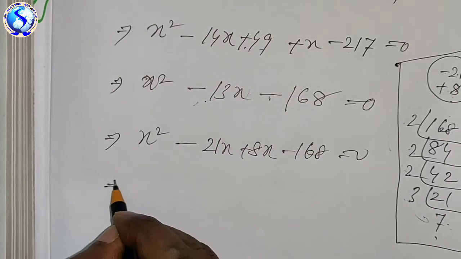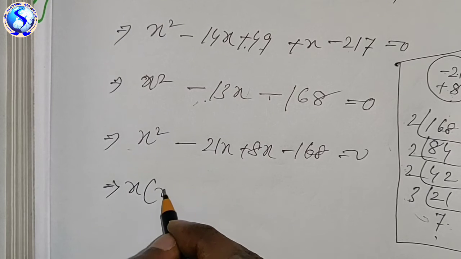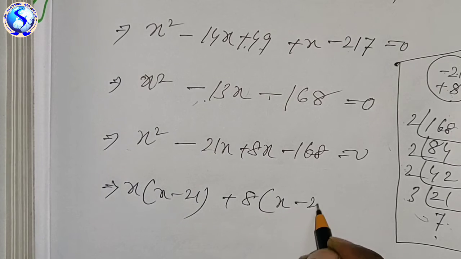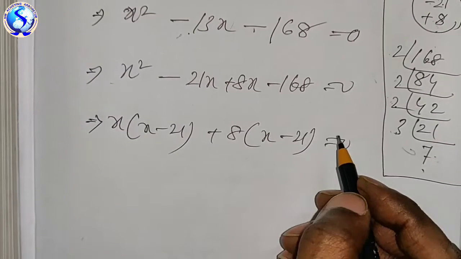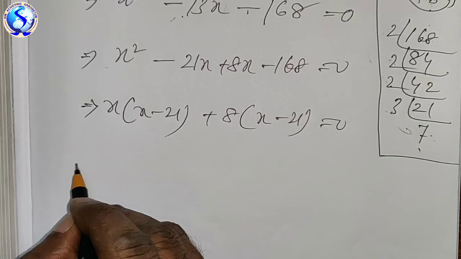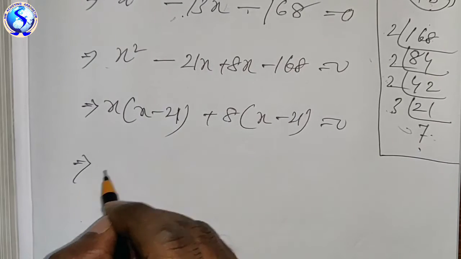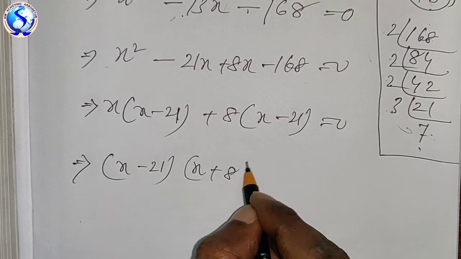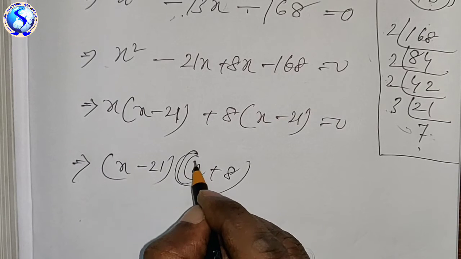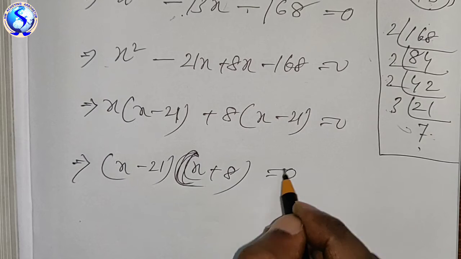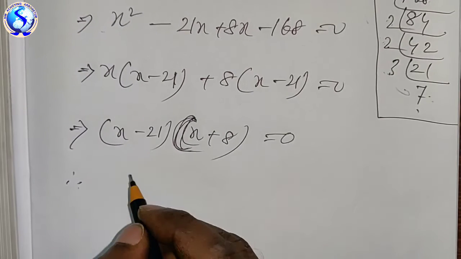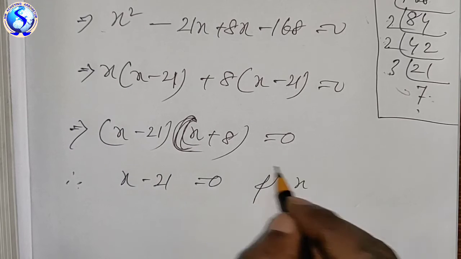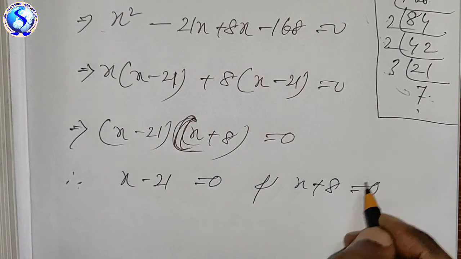From the first two terms I have to take only x common, that is x minus 21. From the last two I have to take 8 common, that will be x minus 21. Just like the factorization method. See, x minus 21 you have to take outside, and this will be x plus 8. That is equal to 0. Therefore, x minus 21 equal to 0, and the second bracket, x plus 8, also equal to 0.